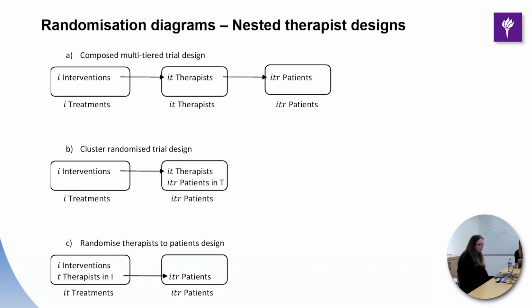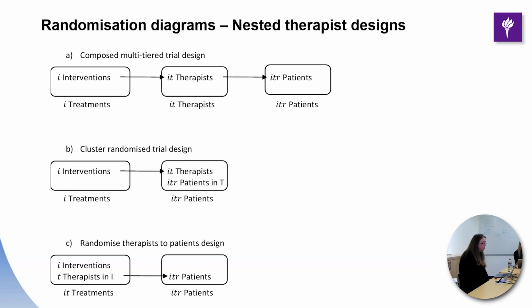In the nested case, I think the ideal situation is the composed multi-tiered design where you have multiple randomizations of interventions to therapists and then therapists to patients. Having said that, if you can't do that, I think the next best things you could do are a cluster randomized trial design where you're randomizing the interventions to the therapists, but the patients are nested within those therapists, or randomize the therapists to the patients where the therapists are nested within the interventions.